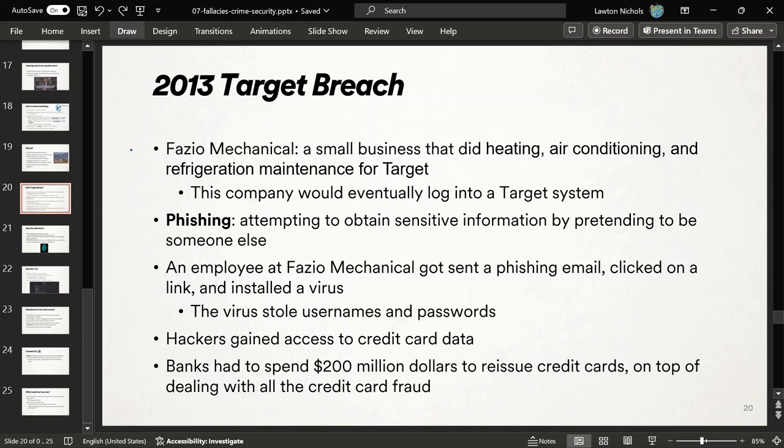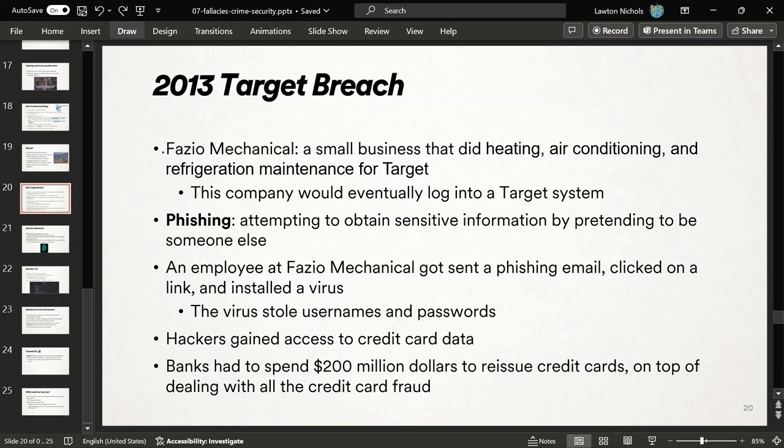Next, I want to talk about the Target breach. This was back in 2013, so it's a decade ago, I guess. This is a fun one. Maybe we've heard about this one. Maybe we know somebody. Last semester, actually, I had a student who was involved with the breach. They got some of their financial information stolen because of it. Maybe you know somebody, too. But this is a fun one.